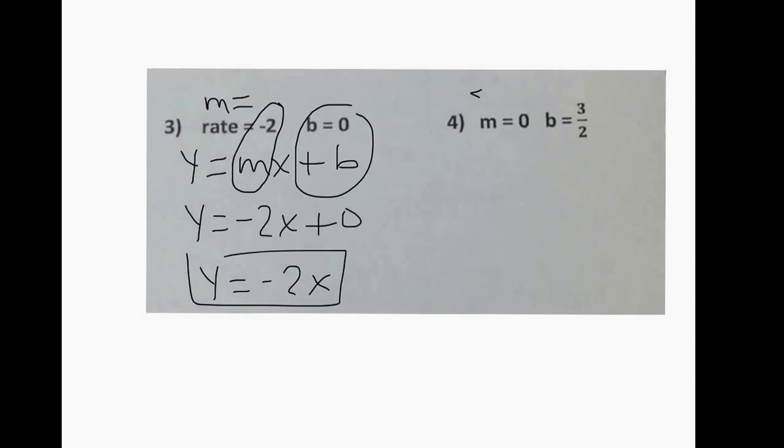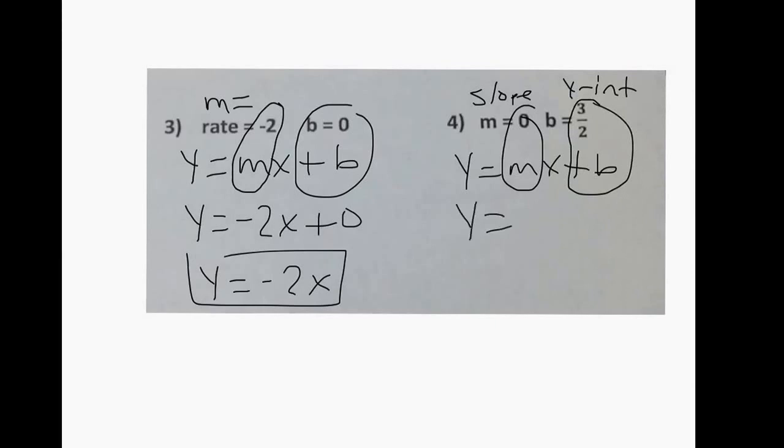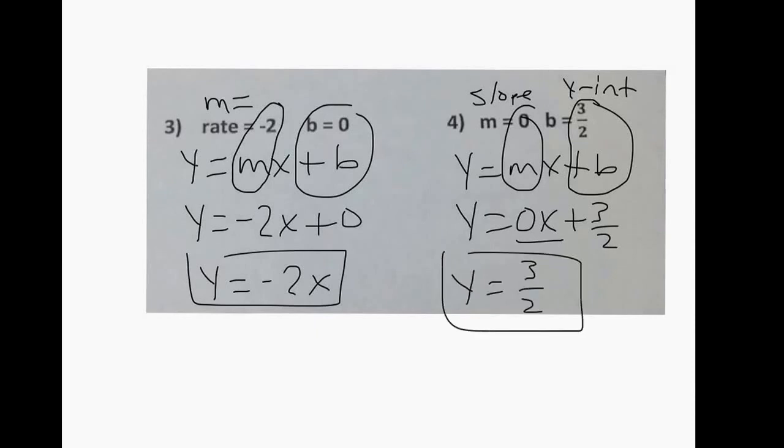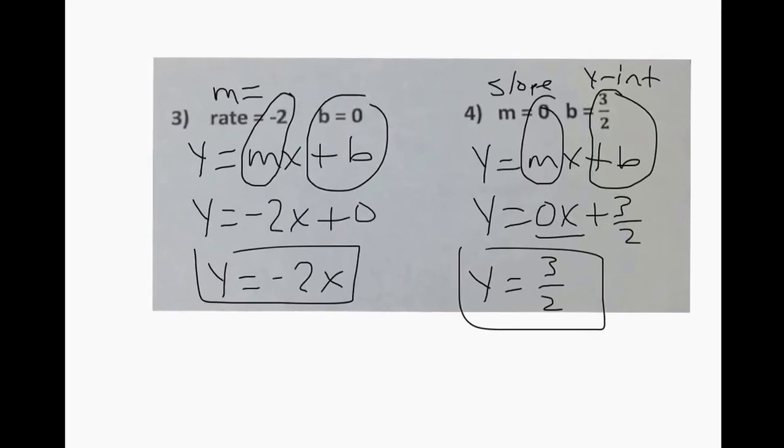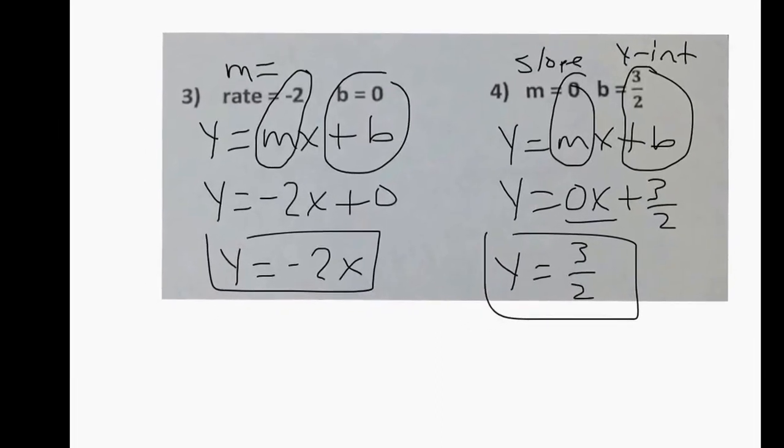Here again, we're just given our slope and our y-intercept. Y equals mx plus b. 0 is our m. 3/2 is our b. So this would be y equals 0x plus 3/2. Again, we wouldn't write something that doesn't exist, so this is just y equals 3/2. Okay, so pretty easy if you're given the slope and the intercept. Just plug them in and you have your answer.